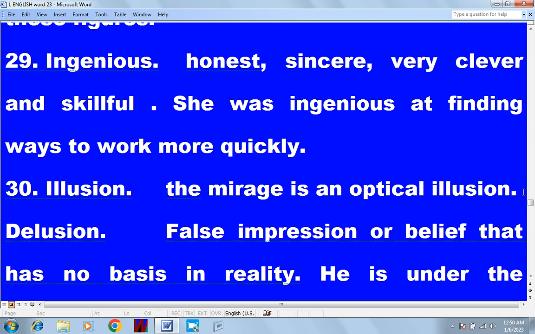Number, ingenious: very clever and skillful. She was ingenious at finding ways to work more quickly.